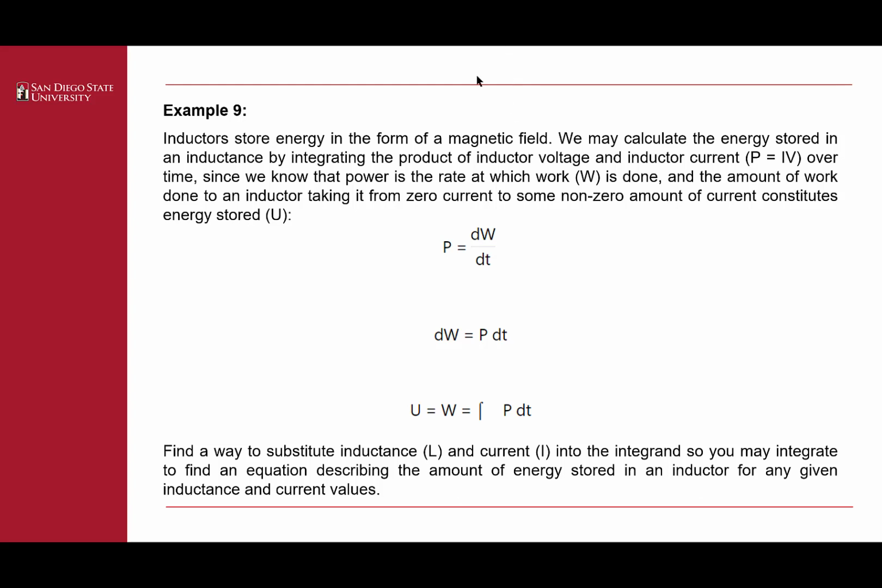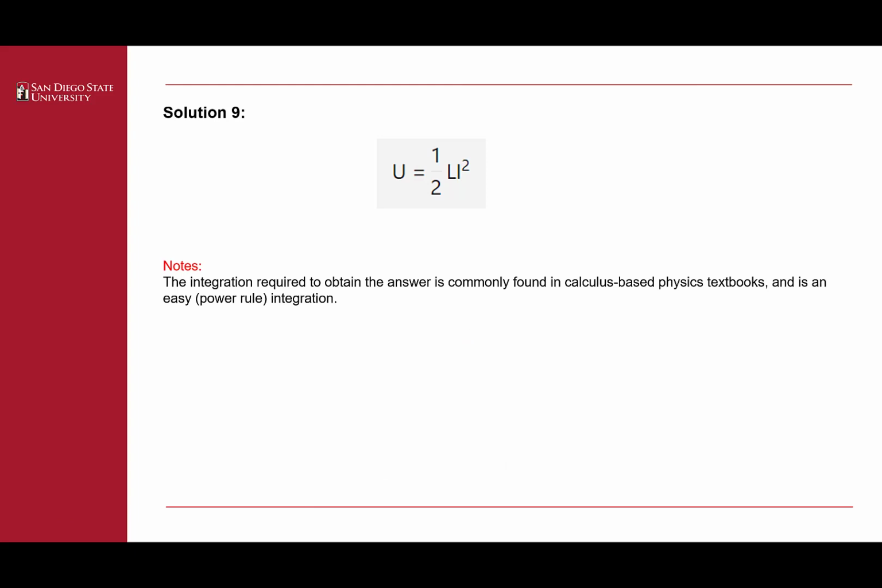And the question asks here, find a way to substitute inductance L and current I into the integrand, so you may integrate to find an equation describing the amount of energy stored in an inductor for any given inductance and current values. The answer is U equals 1/2 times L times I squared. So you wonder how we reached this point, and I will explain how, although it's not written here. Let's read the note first.